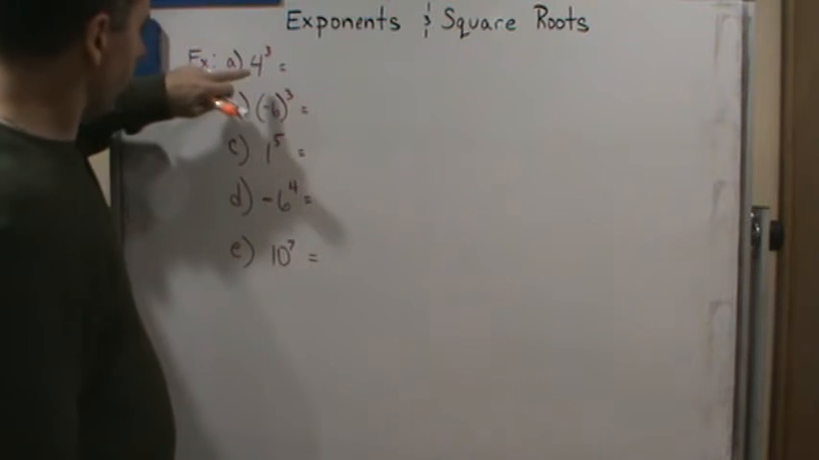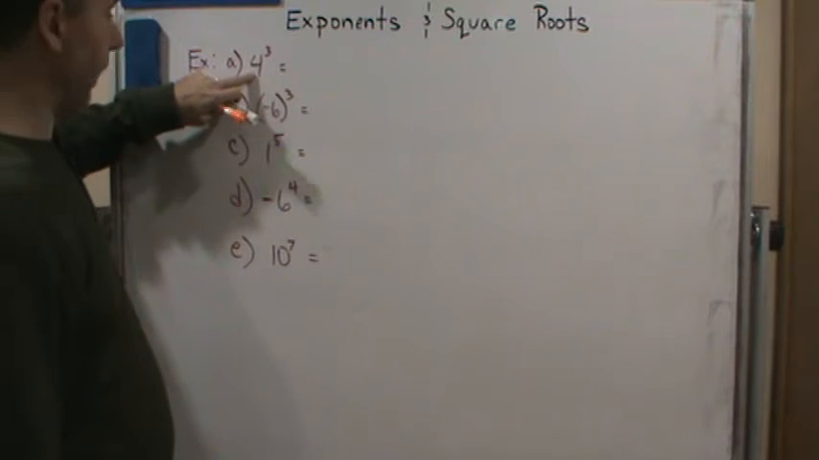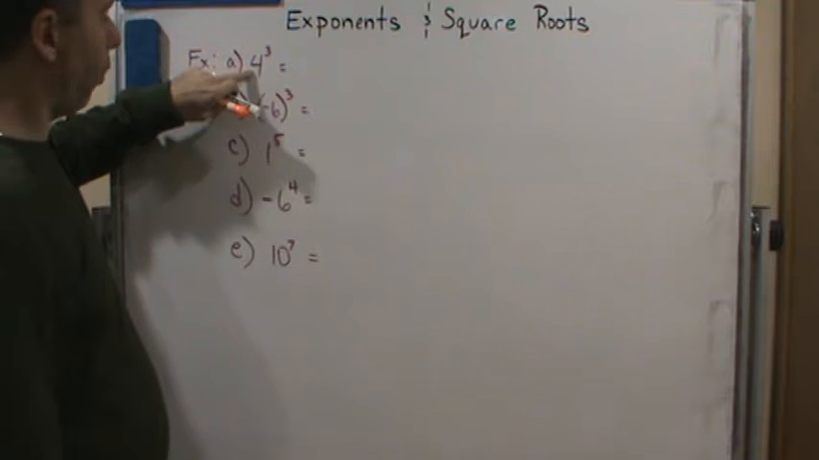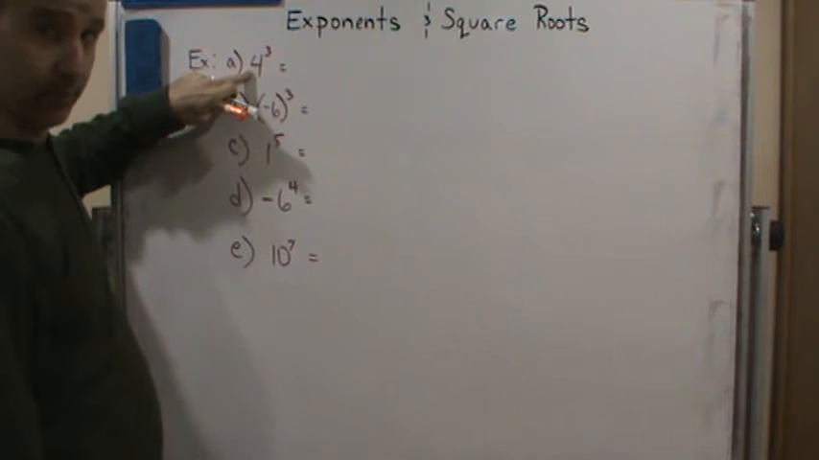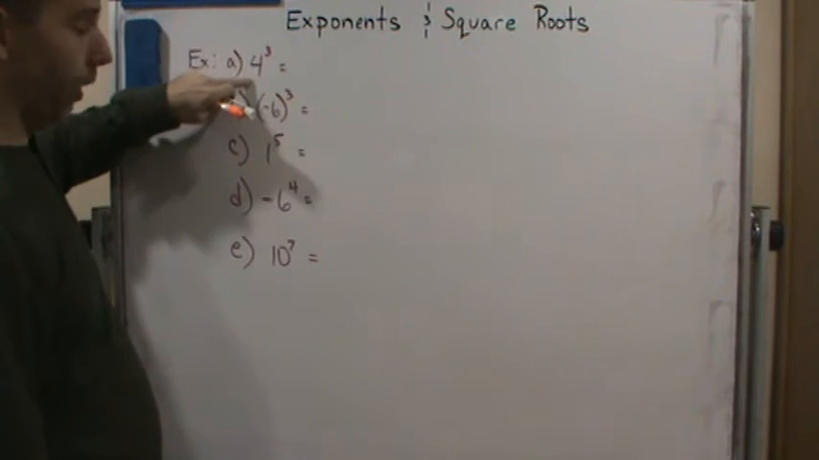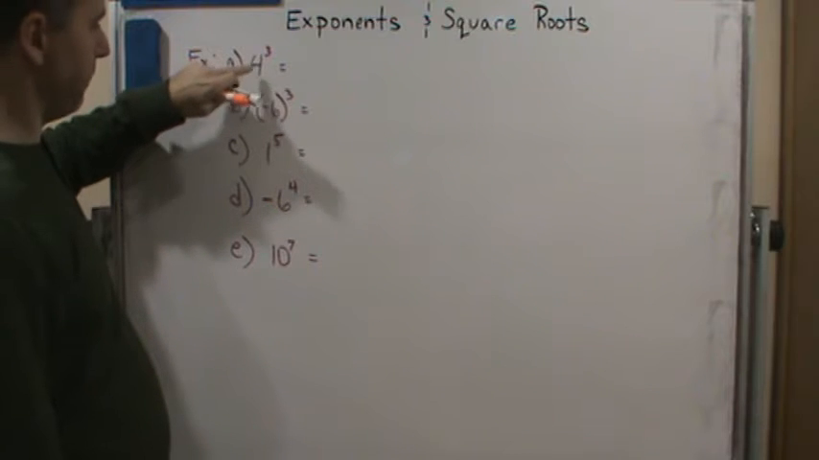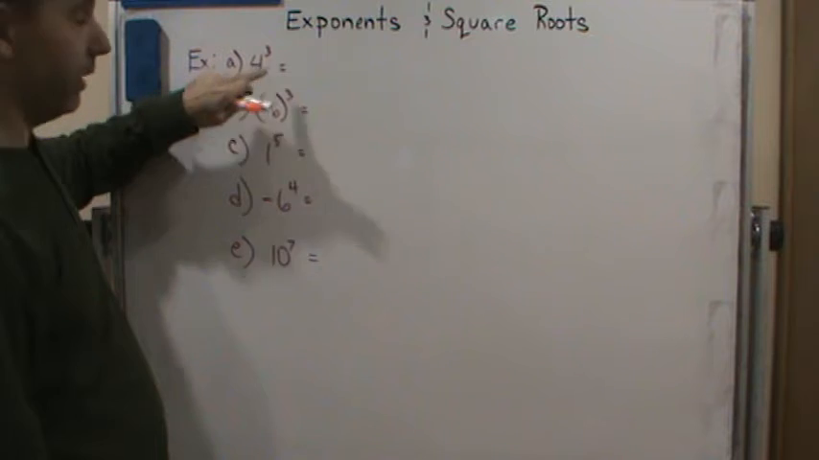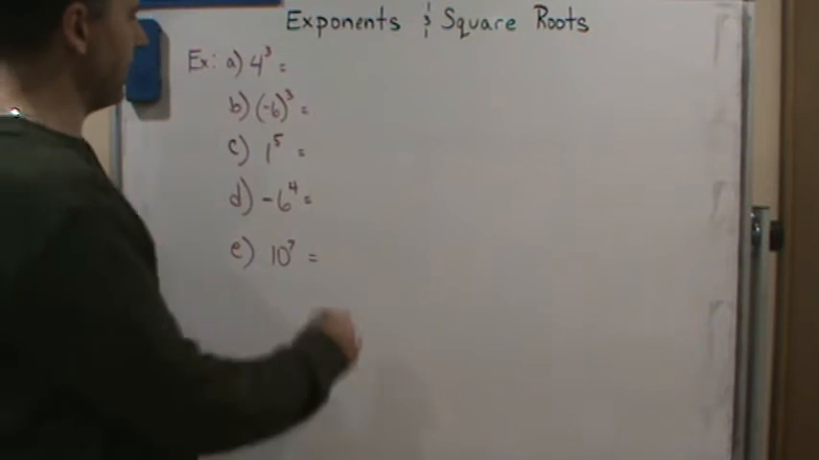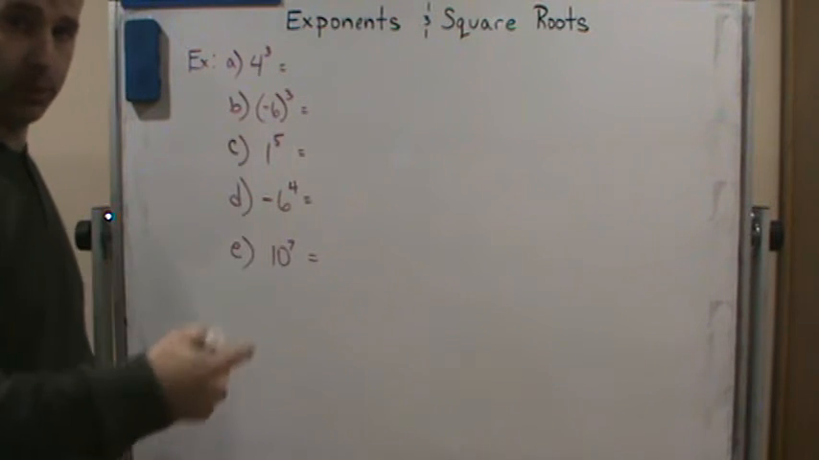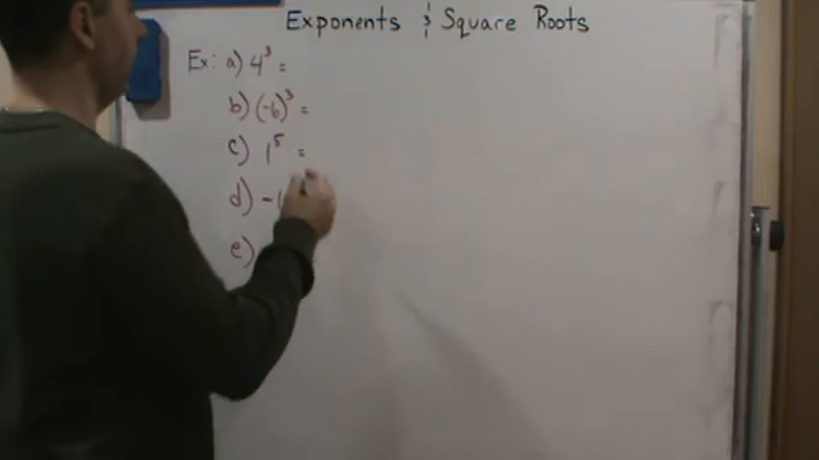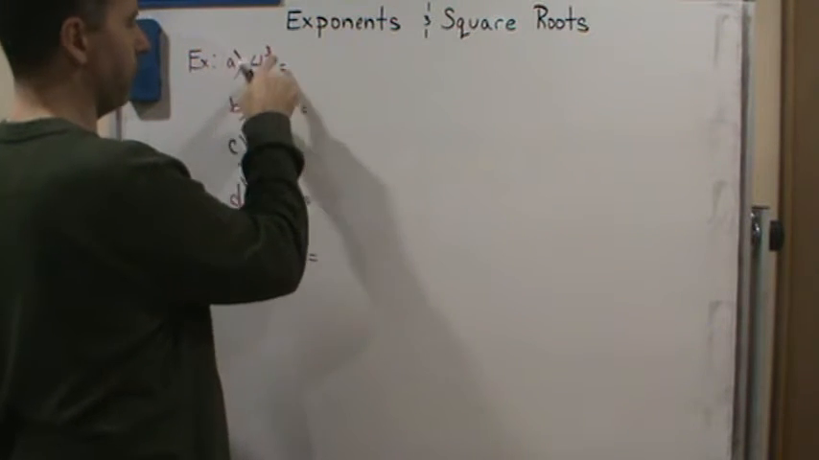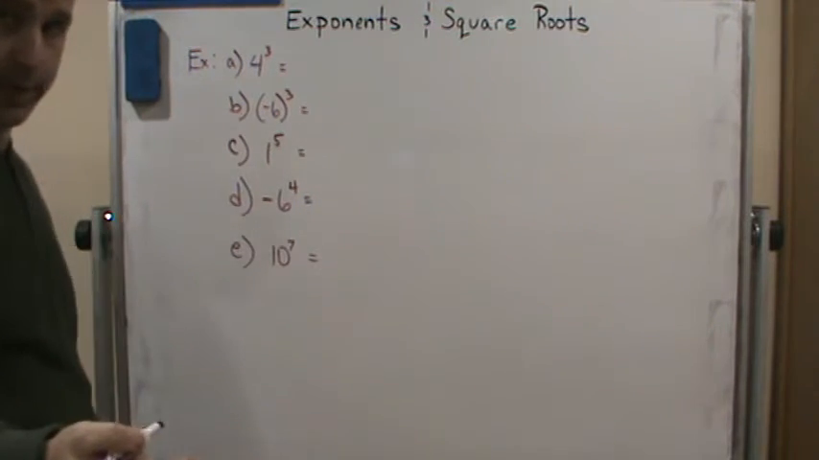So 4 cubed, right? Now 4, by the way, write this down, 4 is called the base. So this is what we call exponential form, right? And this is the base, 4 is the base, 3 is the exponent. So remember that. In this case, the base is 4. This is the one that's being multiplied repeatedly. So this is going to be multiplied by itself 3 times. That's what the exponent tells you.